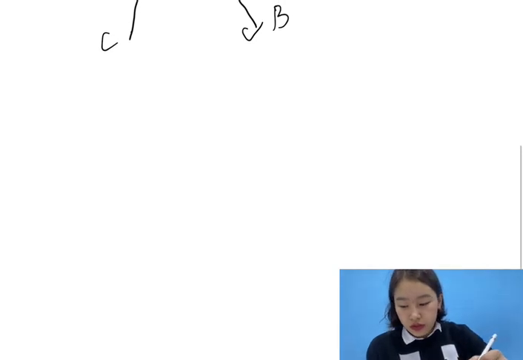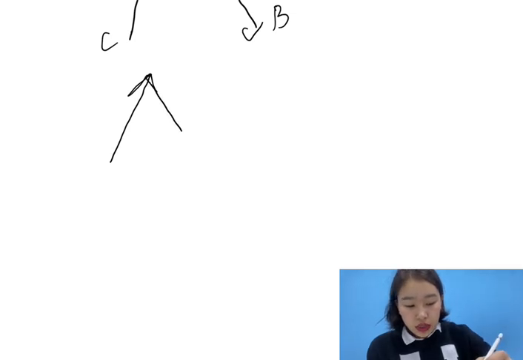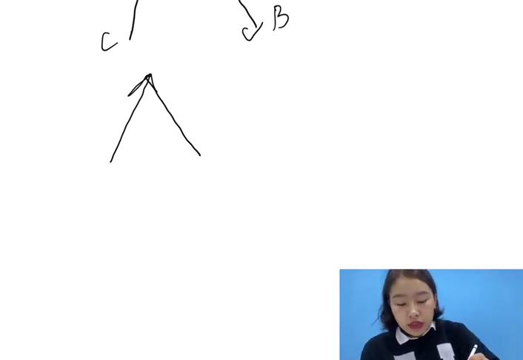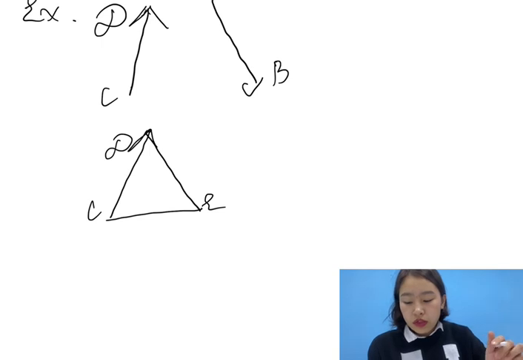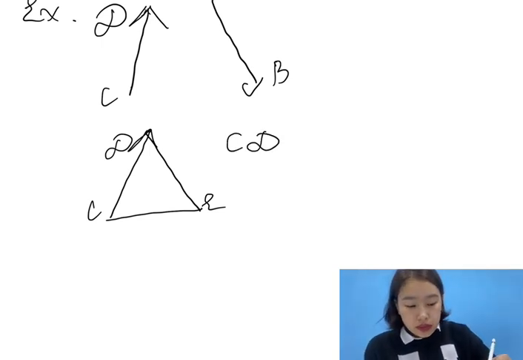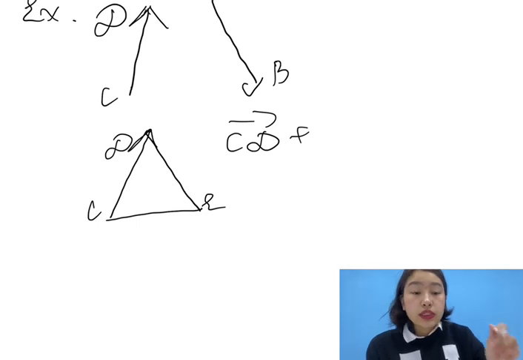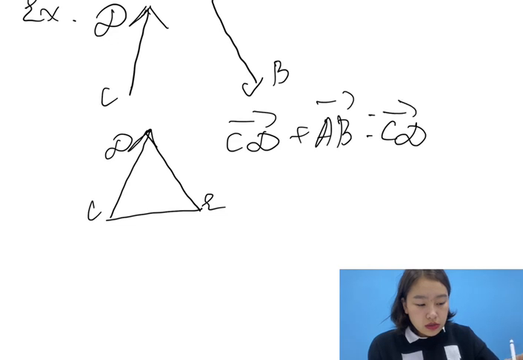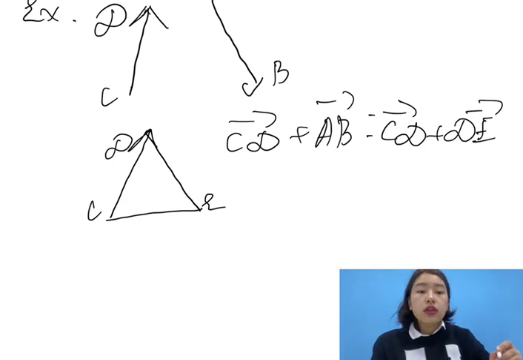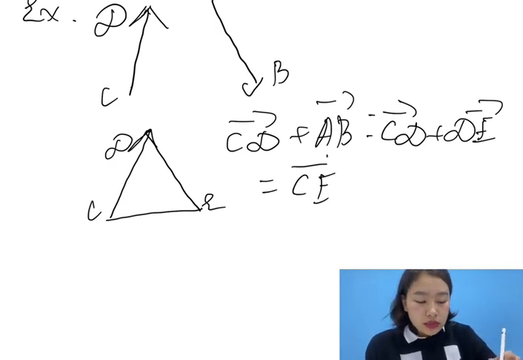So it will look like that. The terminal point of the CD and the initial point of the AB. And the other side will be like the CE. It will be C, D, and E. Using the polygon method, we can say that the sum of the CD and the AB vectors is equal to CD vector plus DE vector. And at the end, it will be equal to CA vector.